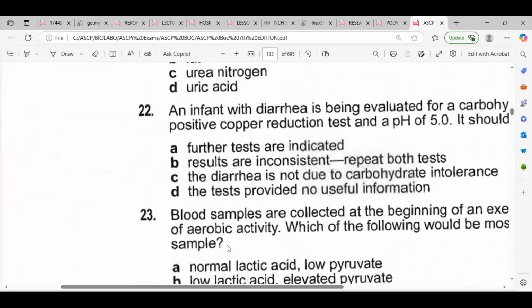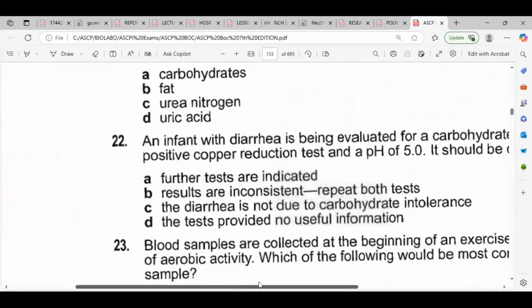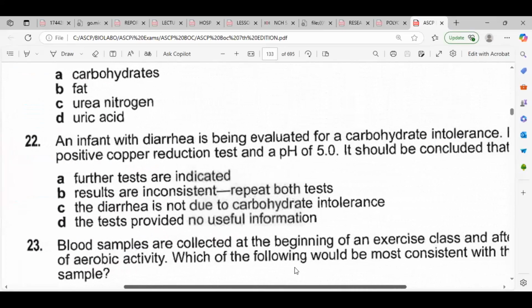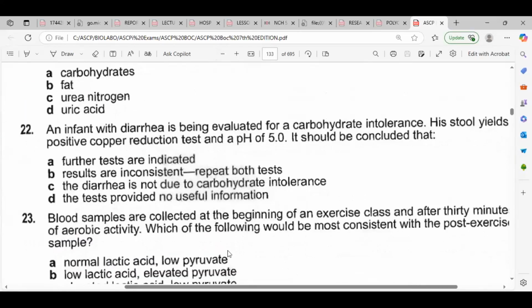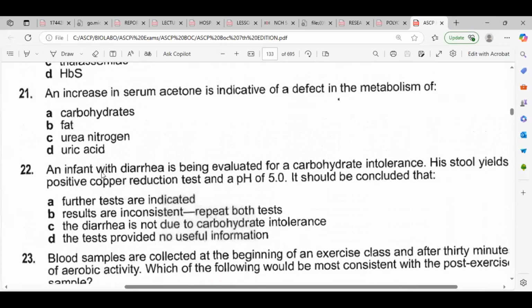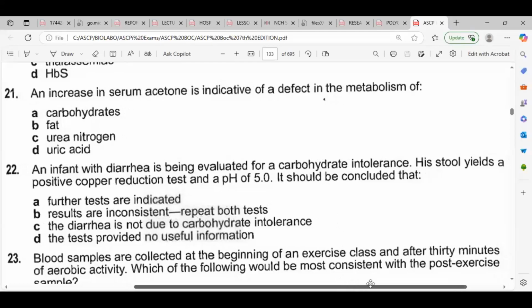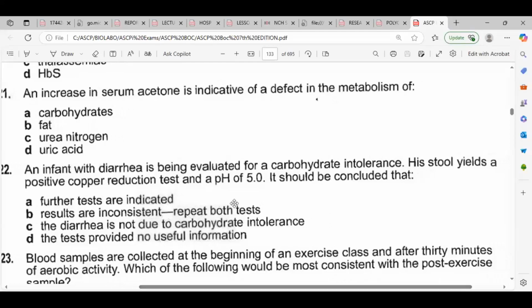Okay, now let's go to this question. This question has been coming multiple times, and some people told me it was in the exam. This one, question number 22. An infant with diarrhea is being evaluated for carbohydrate intolerance. His stool produces a positive copper reduction test and a pH of 5.